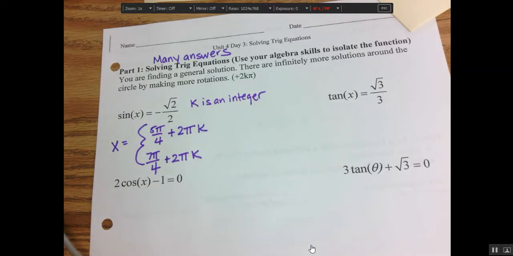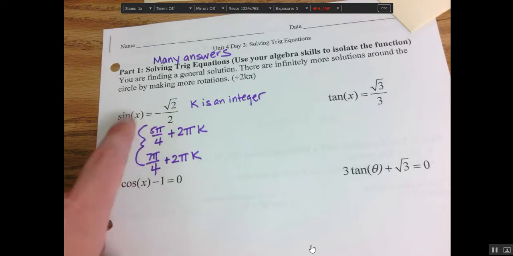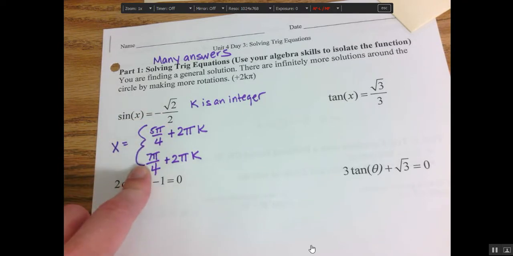All right, so for the first one, we found the angles that have a sine of negative root 2 over 2, and they were 5 pi over 4 and 7 pi over 4, but we said anytime we added a circle to that, we would get another angle that has the same sine.